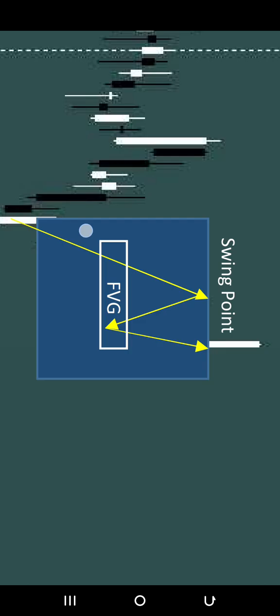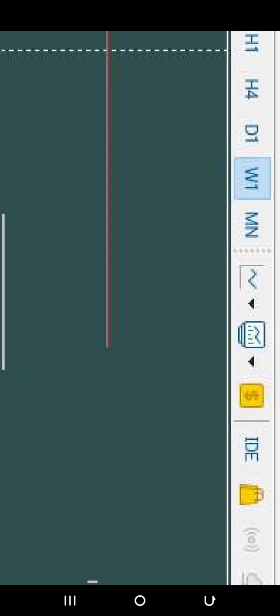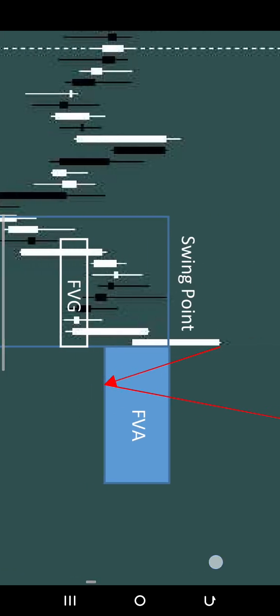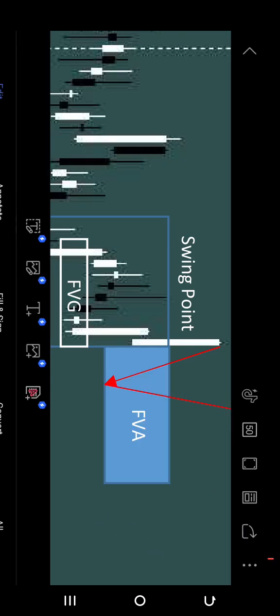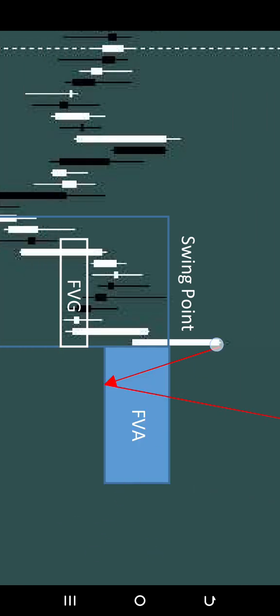This is an area where fair value has been offered. Now this area where fair value has not been offered is called the fair value area. It's another strong zone, another PD array that we are talking about. Can you see? This is the area where fair value has not been offered. It's called the fair value area. These are the three PD arrays that we listed out, and you must understand them.